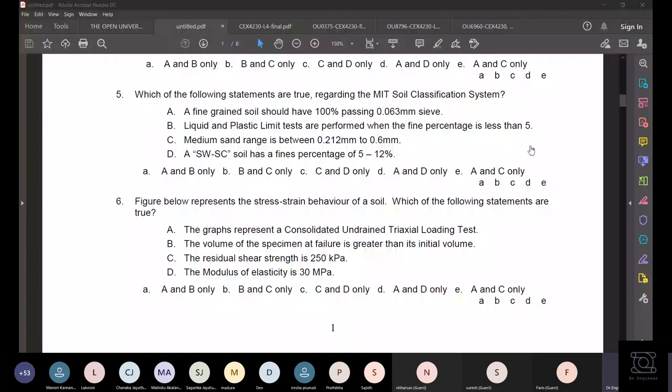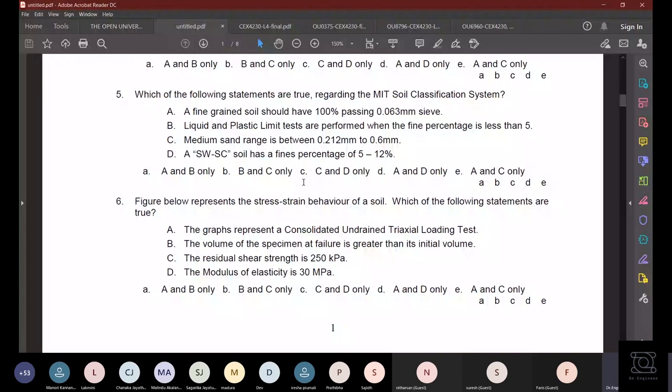Medium sand range is between 0.212 to 0.6. Obviously, you know that is correct. And SW-SC, that is well-graded sand with clay, has a fine percentage of 5 to 12%. Obviously, when the percentage is between 5 to 12, we tend to use dual symbols, so that symbol is possible. So option C is the answer. C and D statements are correct.